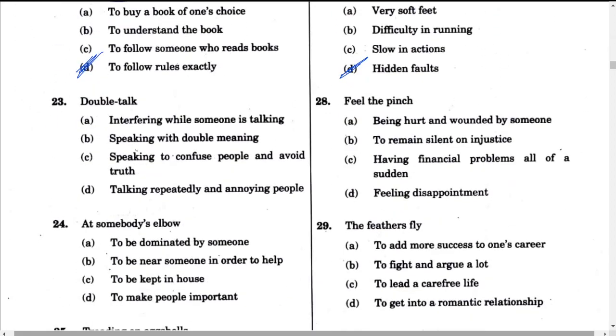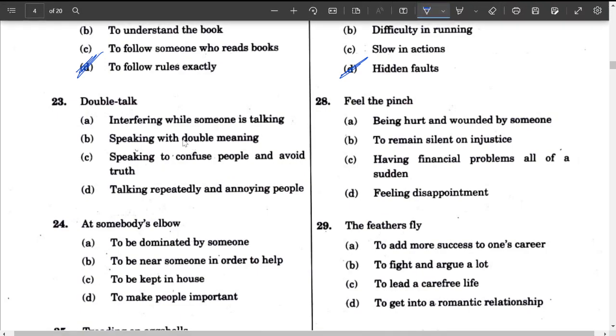Next, double talk. What is double talk? Double talk is to have multiple meanings when you are talking. Interfering while someone is talking, speaking with double meanings. You can use B here. Next, feel the pinch. This is related to the financial problems, related to money.